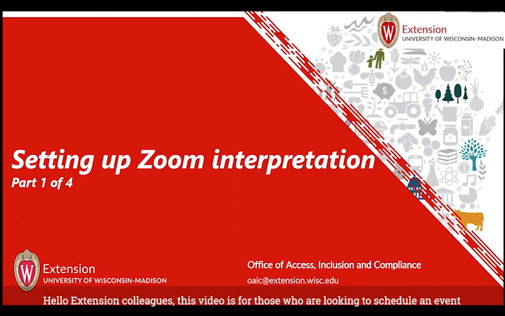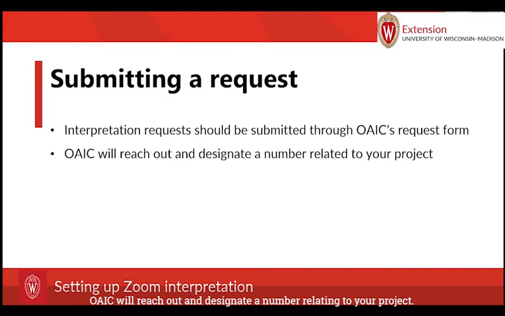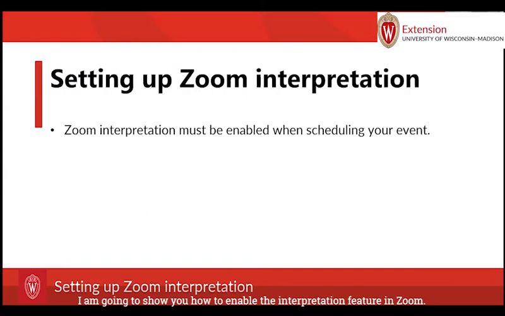Hello, Extension colleagues. This video is for those who are looking to schedule an event that could result in the need for interpretation. Interpretation requests should be submitted through OAIC's request form. OAIC will reach out and designate a number relating to your project. I'm going to show you how to enable the interpretation feature in Zoom.